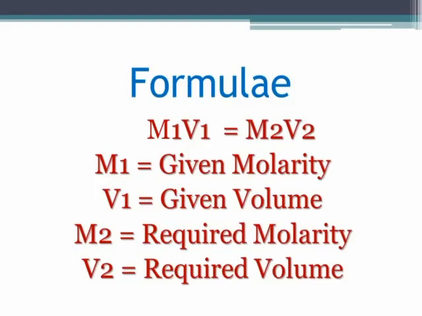Fourth formula which is used is M1V1 is equal to M2V2. M1 represents given molarity and V1 represents given volume. M2 represents required molarity and V2 represents required volume. In these numericals, you have to clearly read the statement and find out which are given and which are required. Then you have to apply the simple formula of M1V1 is equal to M2V2. In this case, centimeter cube or decimeter cube have no problem. If the value is given in centimeter cube, then you will use centimeter cube. And if the value is given in decimeter cube, then you will use decimeter cube.